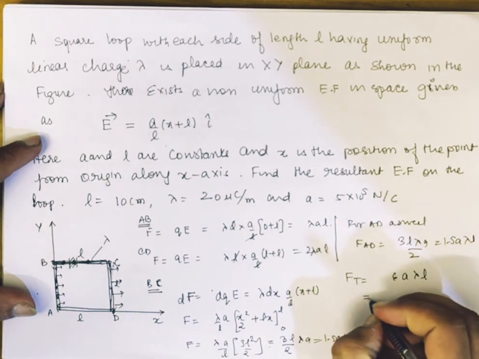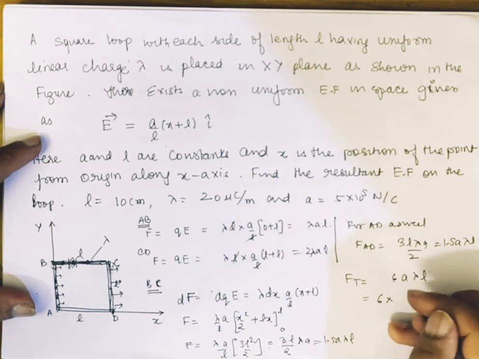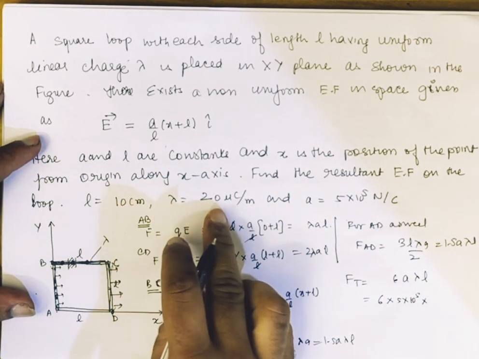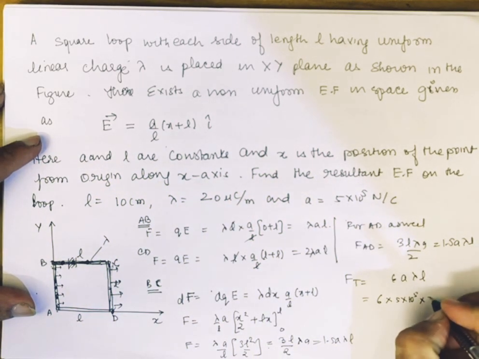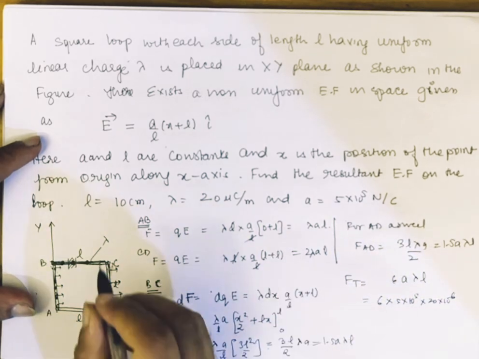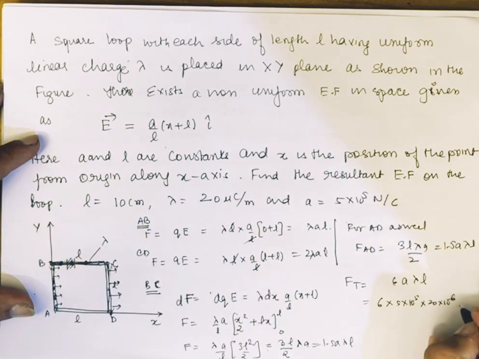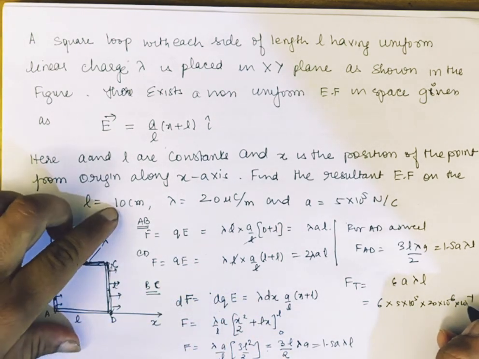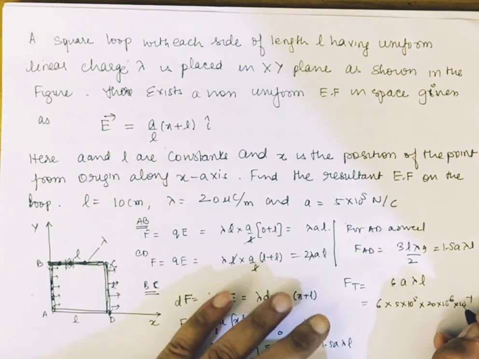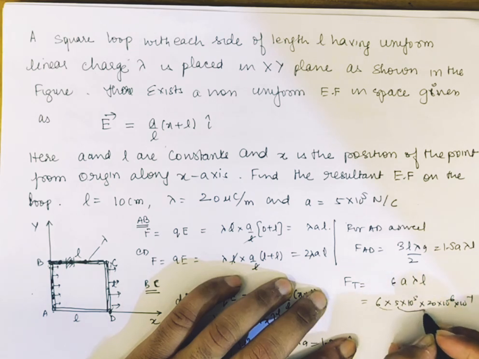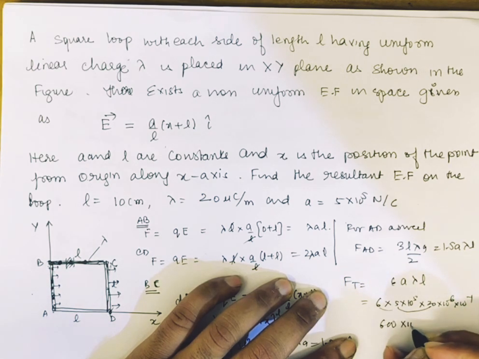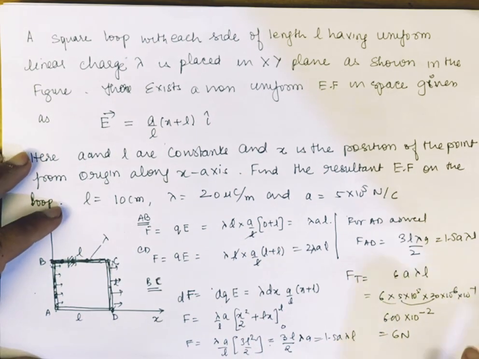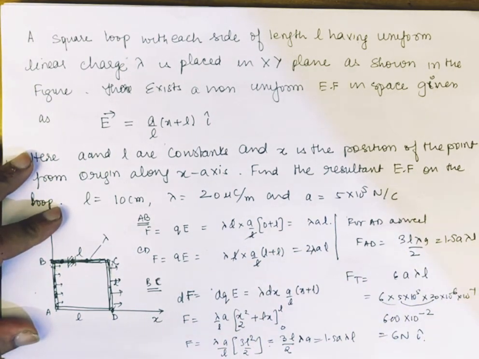Now we can simply keep the values given to us, where A is given as 5 times 10 power 5, lambda is given to us as 20 microcoulomb, that is 20 times 10 power minus 6, and length L is 10 centimeter, that is 0.1 meter. Now 6 times 5 is 30, times 20 is 600, times 10 power minus 2. So the answer is 6 Newton. And the entire answer would be in the right direction. That is the answer to the question.